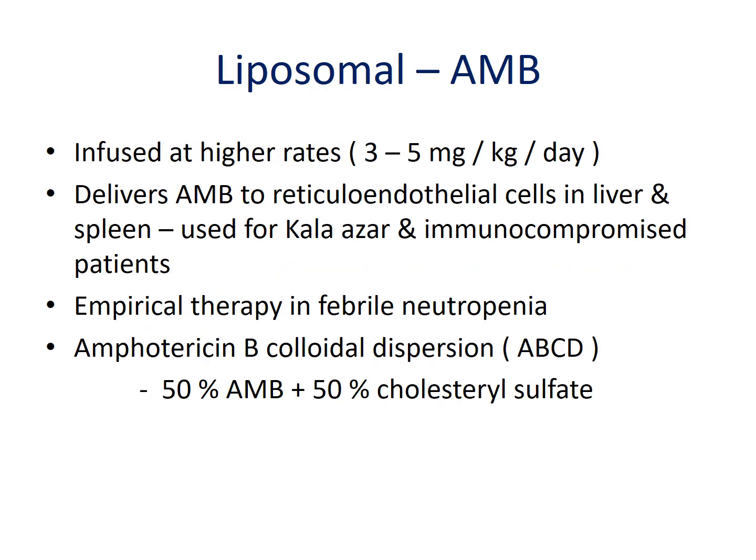Coming to the uses of liposomal amphotericin B, since they deliver into the reticuloendothelial cells in the liver and spleen, they can be used for Kala Azar and in immunocompromised patients. Plus, as I told you, febrile neutropenia. Empirically, they can be given to patients who have developed febrile neutropenia. Also, amphotericin B colloidal dispersion (ABCD) has similar properties to liposomal. It is another delivery system which will be targeted towards the required cells.